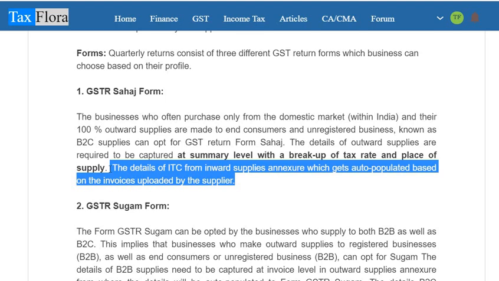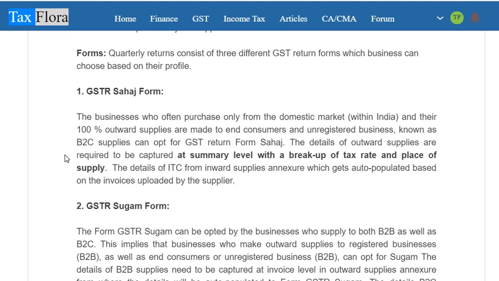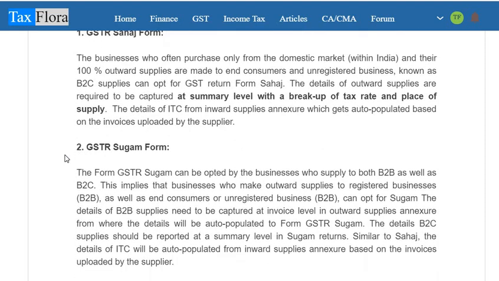But based upon the complexity of business, based upon the burden you feel, you can go for quarterly returns. So that is a voluntary basis only, the government has it. There is no mandate that if your turnover is less than 5 crores, you have to opt for quarterly returns. Next, what is the second form?